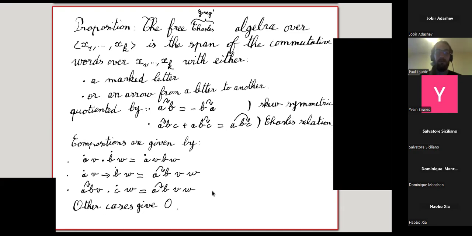So if I want to put an arrow between two words and one of the words already has an arrow, it will give me 0. And also the dot product is not allowed to forget an arrow. Instead, it gives me 0, and stuff like this.